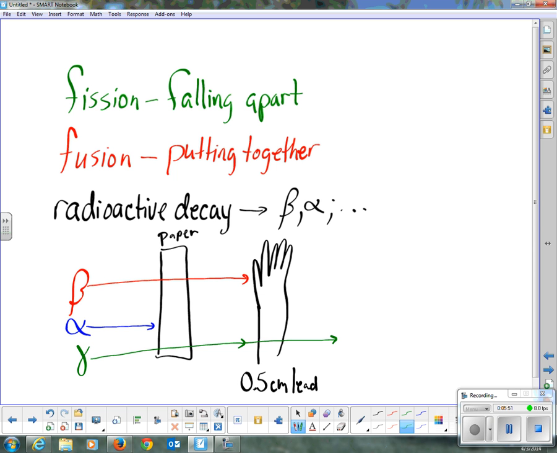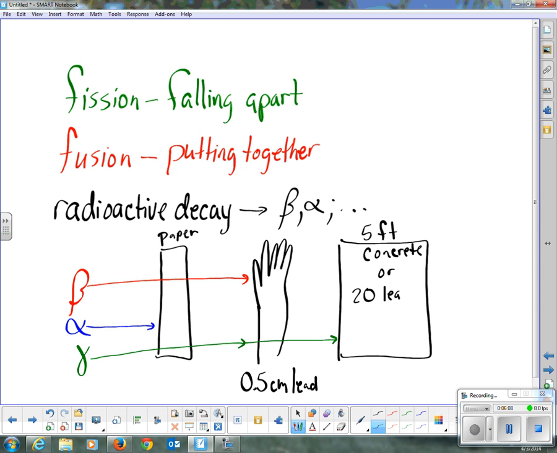So what will stop gamma? Well, as you're looking at that, what will stop gamma is 5 feet of concrete or 20 of those lead aprons, making about 10 centimeters of lead. That's what will stop it.